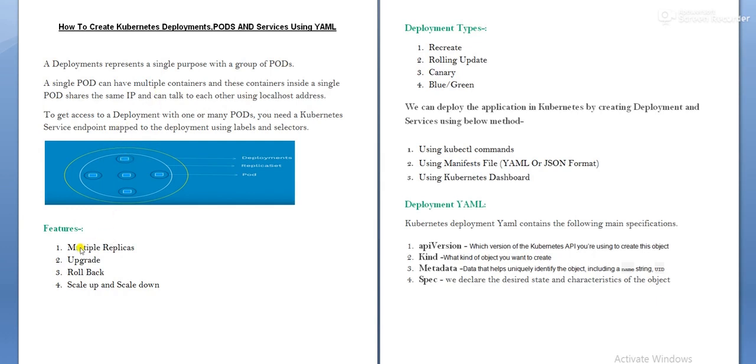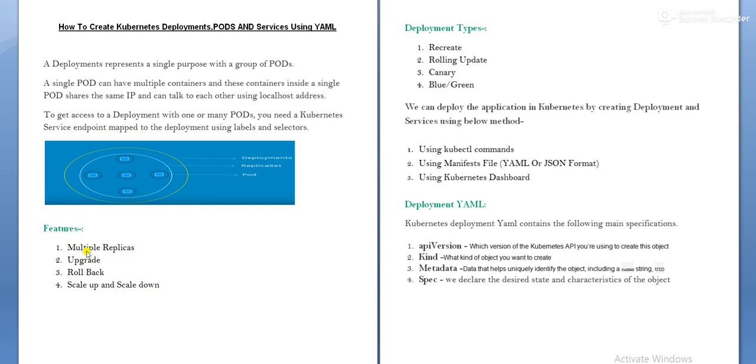Then, what are the features of a deployment? First, multiple replicas. You just define a YAML code, and you can create multiple replicas of the same application. Second, you can upgrade the application. Suppose currently my application is using Nginx 1.7, I can easily upgrade to 1.9 as well.